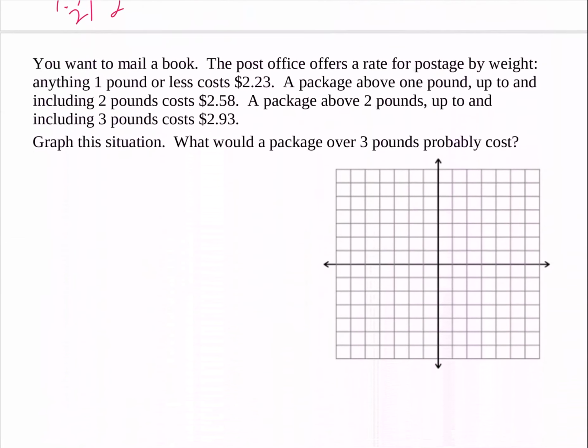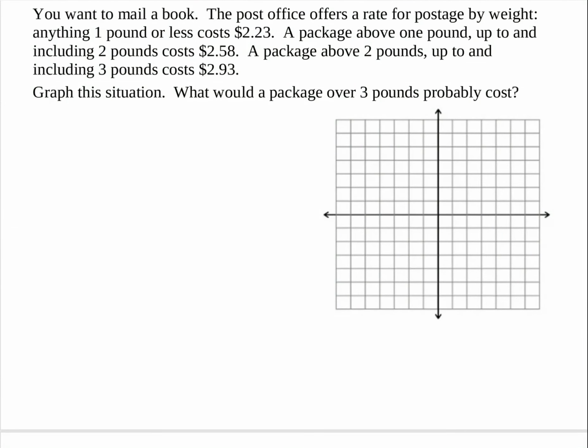So we want to mail a book. The post office is offering a rate for postage by weight. Anything 1 pound or less costs $2.23. A package above 1 pound up to and including 2 pounds costs $2.58. A package above 2 pounds up to and including 3 pounds is $2.93. Graph the situation. What would a package over 3 pounds probably cost? What should we do?